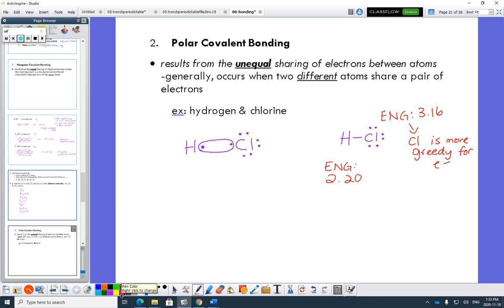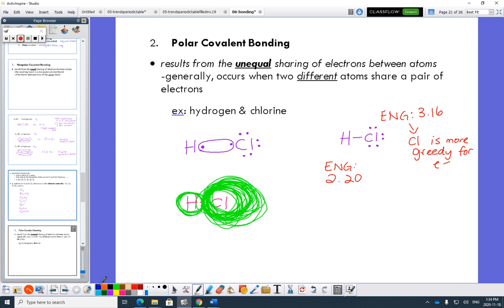So when we say it's more greedy, what happens is, when you share, they spend time around both. So the electrons spend time around hydrogen, then around chlorine, and then hydrogen, and then chlorine, and chlorine, and they love it. Then you get this buildup of negativeness. Is it a perfect ion? No. But there is a difference in the charge. And we have to show that because it influences the kind of intermolecular forces, okay? And intermolecular forces are vital to life on Earth, so we have to take that into account.